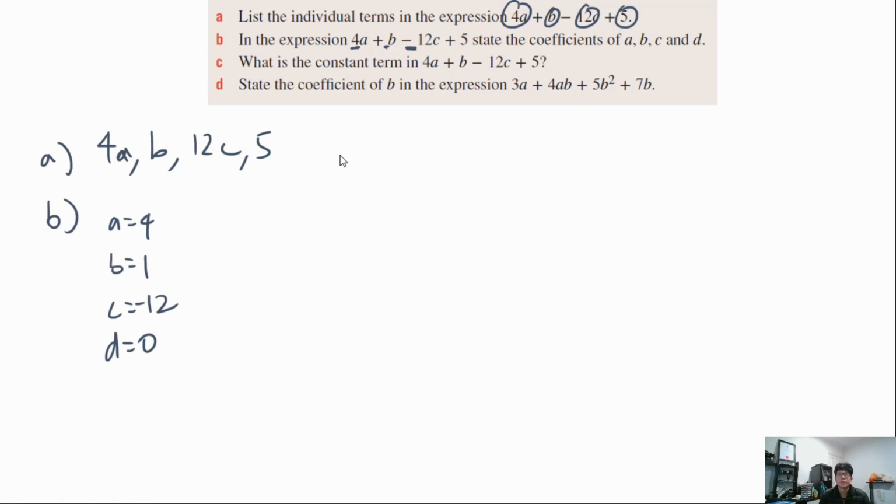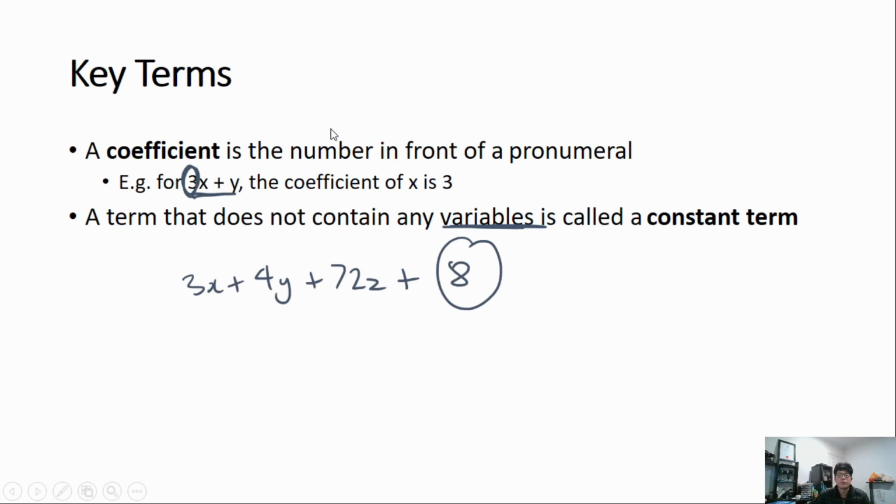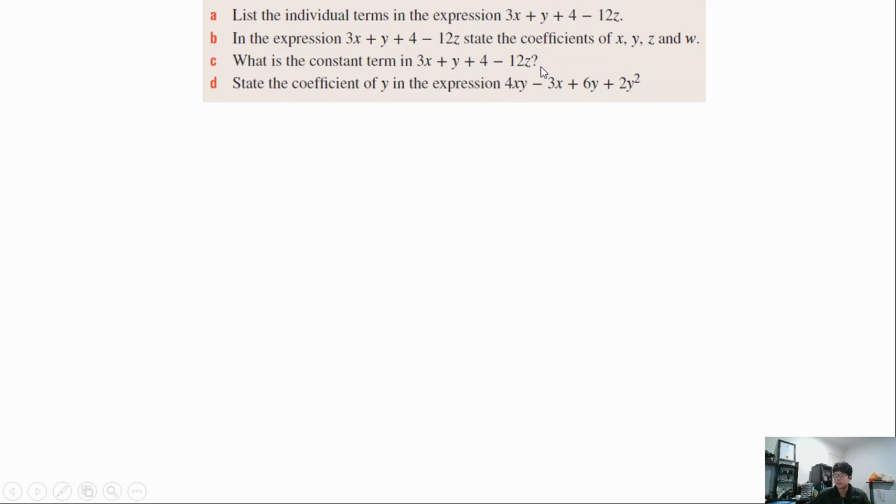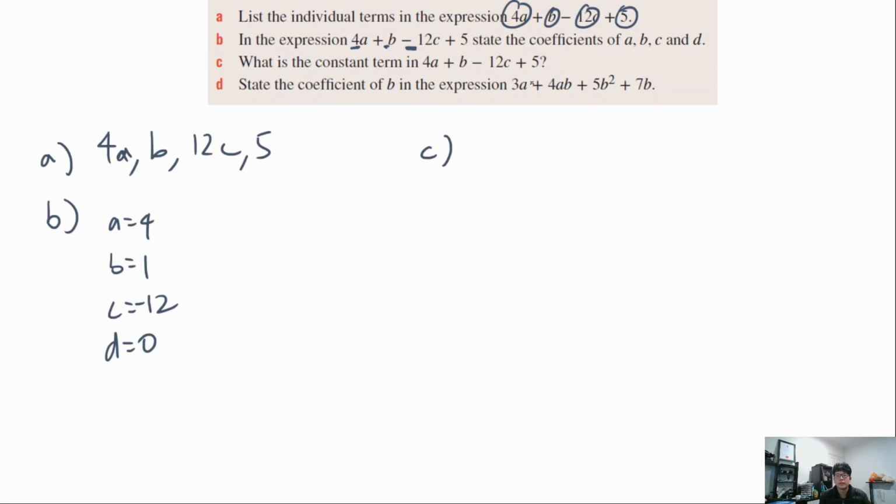Let's move on to question C. What is the constant term in 4a plus b minus 12c plus 5? So if you remember this from the slide before as well, a constant term is when it doesn't have any variables, so pretty much no pronumeral. So that's when the number is by itself. So in this case, it would just be the 5 there. So your answer to C is 5.